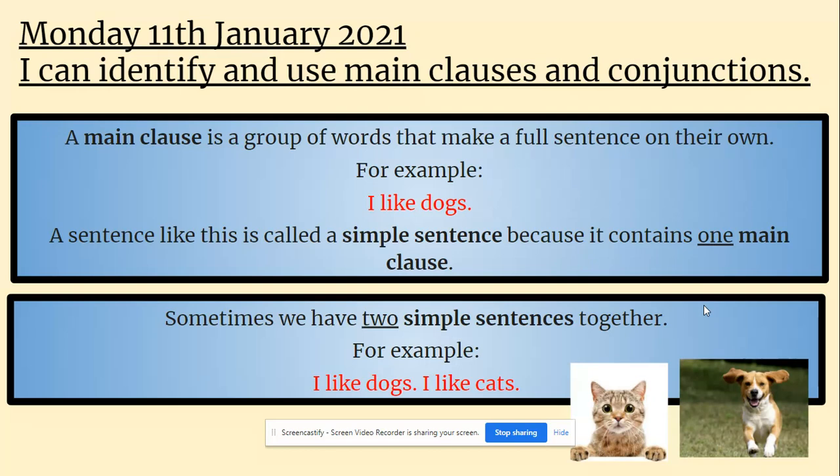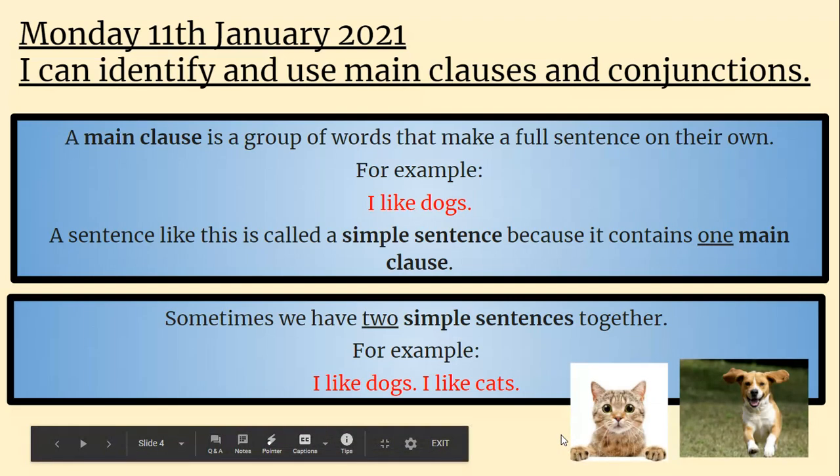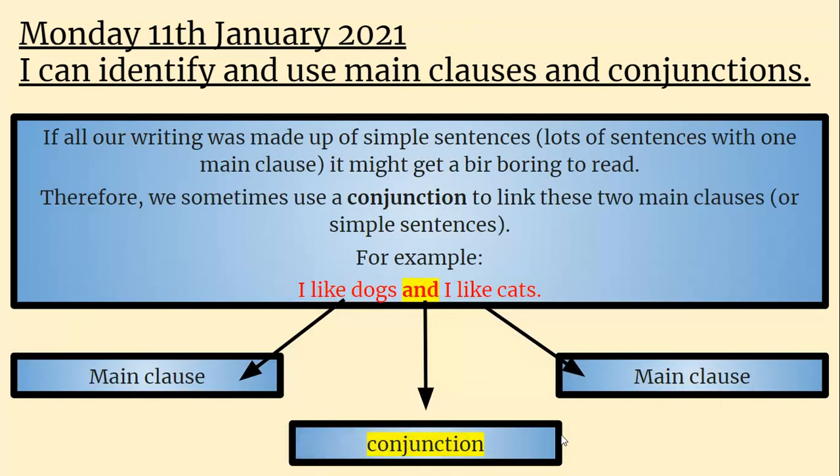For example, I like dogs. A sentence like this is called a simple sentence because it contains one main clause. Sometimes we have 2 simple sentences together. For example, I like dogs, I like cats. If all our writing was made up of simple sentences, lots of sentences with one main clause, it might get a bit boring to read. Therefore, we sometimes use a conjunction to link these 2 main clauses, or simple sentences.